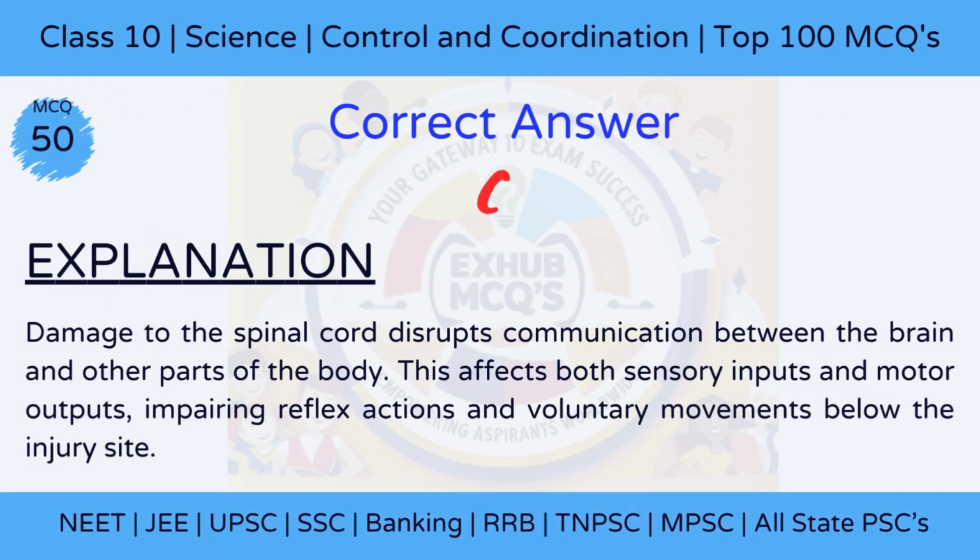The correct answer is option C. Signals from the brain are disrupted. Explanation. Damage to the spinal cord disrupts communication between the brain and other parts of the body. This affects both sensory inputs and motor outputs, impairing reflex actions and voluntary movements below the injury site.